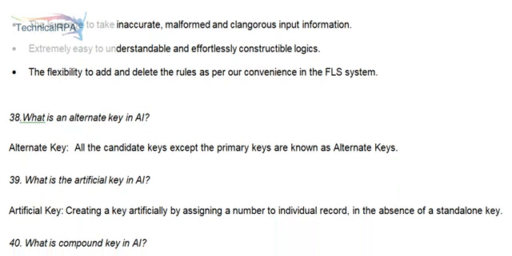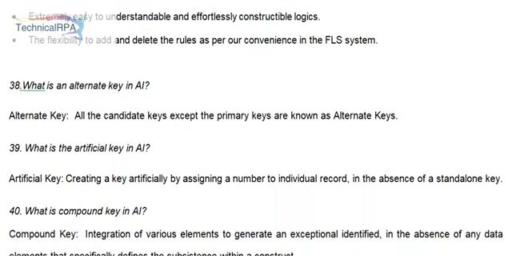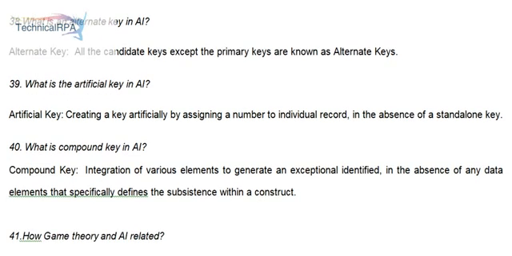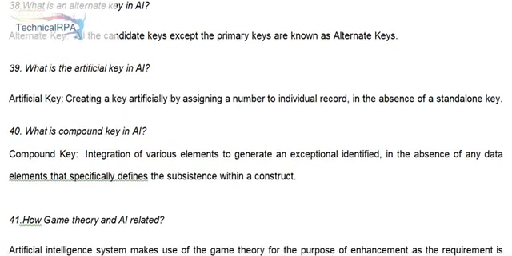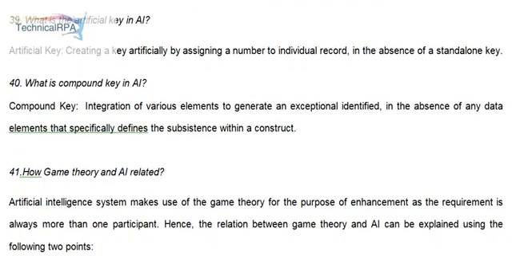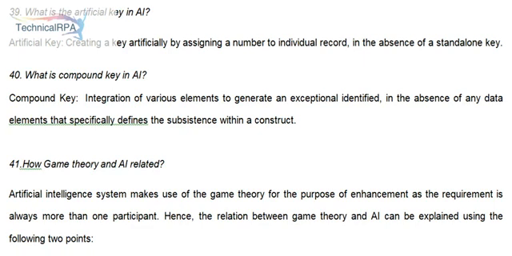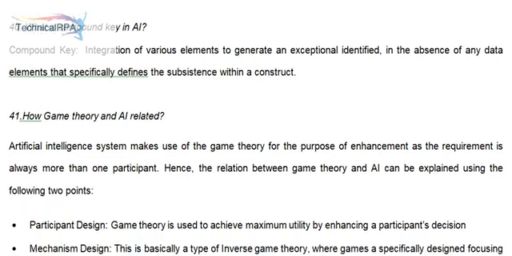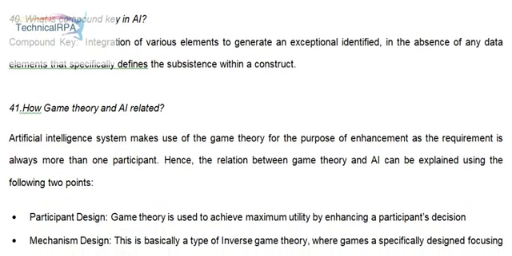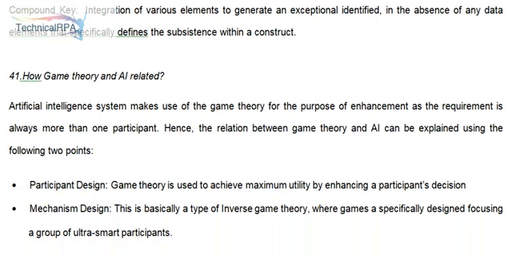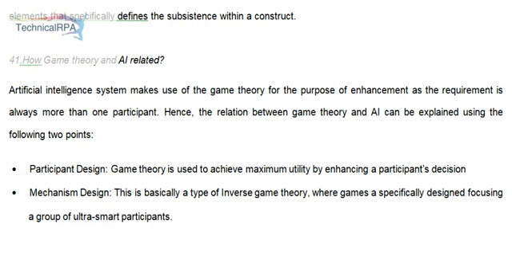38. What is an alternate key in AI? Alternate key: all the candidate keys except the primary key are known as alternate keys. 39. What is the artificial key in AI? Artificial key: creating a key artificially by assigning a number to each individual record, in the absence of a standalone key. 40. What is compound key in AI? Compound key: integration of various elements to generate an exceptional identifier, in the absence of any data elements that specifically define the existence within a construct.